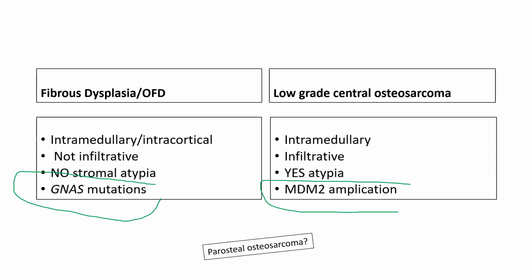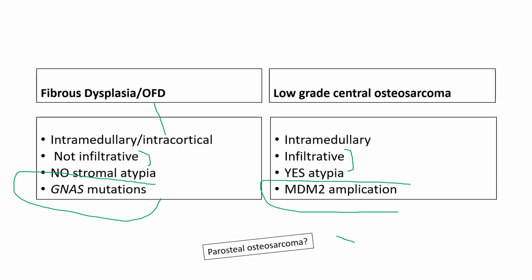Again, just to reiterate the differences between the two entities, the location helps, at least with osteofibrous dysplasia, which is predominantly intracortical. If you have a resection specimen or a nice curettage, the infiltrative nature of an osteosarcoma would help. Remember, benign tumors are well circumscribed, often with a shell of cortical bone, while osteosarcomas tend to be infiltrative.